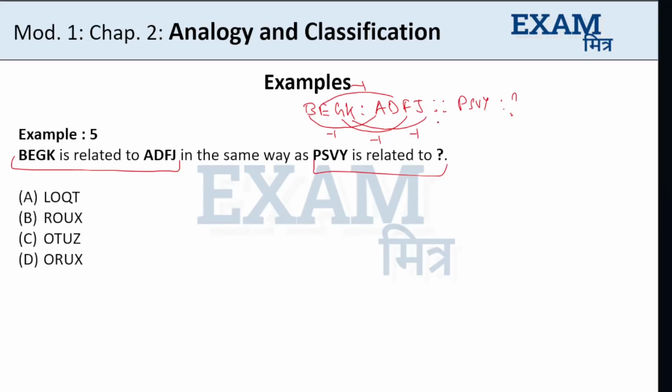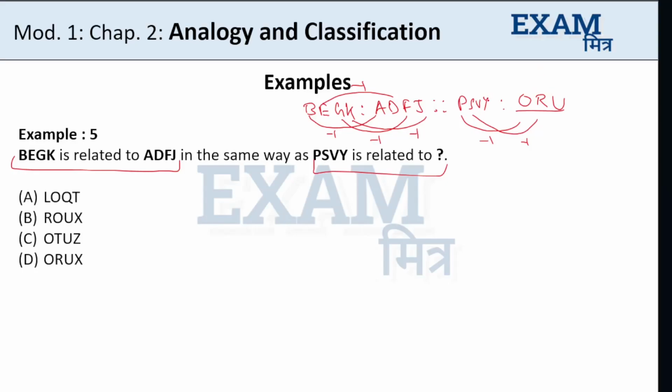So similarly, if I want to find this one, what would I do? P, and what will come before P? O, because O, P. Next, what will come before S? R, S, T. So it is R. So this will be R. Now what will come before V? It is obviously U, because U, V.